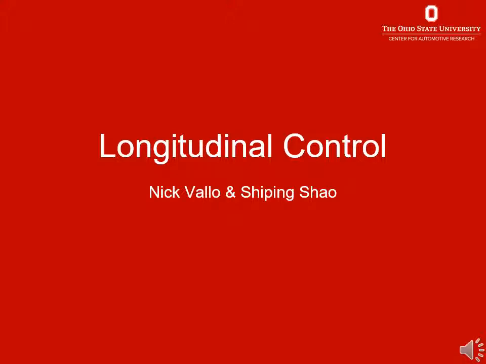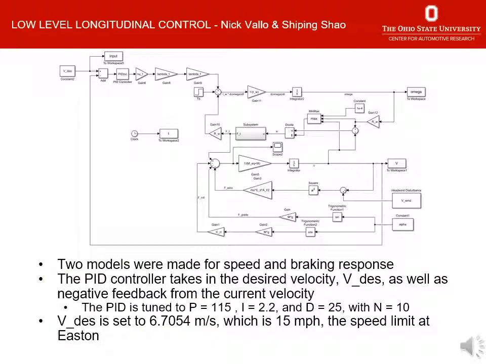Here are our results for the longitudinal control modeling. For the low-level longitudinal control, a Simulink model was made. Actually, 2 models were made, one for speed and one for braking response. A PID controller was added to the input, which takes in a desired velocity, v_des, as well as a negative feedback from the current velocity.